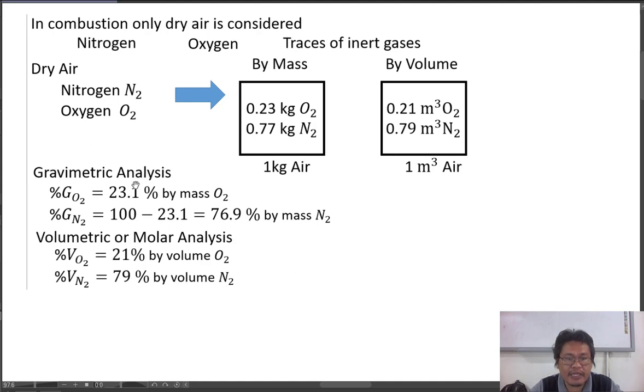Now, by means of gravimetric analysis, we have 23.1% by mass basis for your oxygen. Then for nitrogen, usually we assume the total is 100, so that will be 100 minus 23.1. So we have 76.9% by mass of nitrogen. That is by percentage basis or gravimetric analysis. Now for volumetric or molar analysis, for your oxygen we have 21% by volume, then for your nitrogen we have 79% by volume. So these are the two types of reporting analysis that we will be dealing with later on.